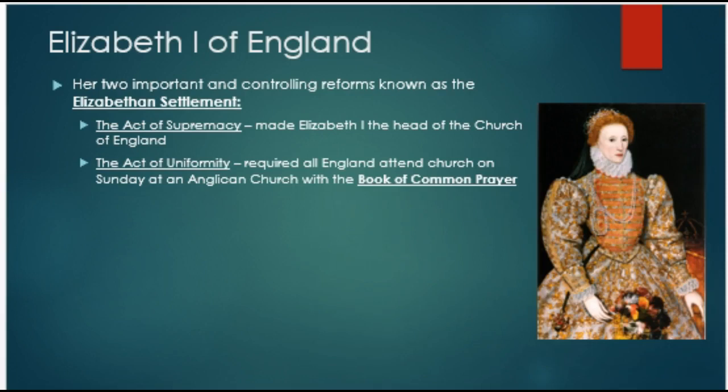Remember, Mary turned it back to the Pope in her efforts to re-Catholicize England. She also issued something called the Act of Uniformity. And on paper, all of England had to go to church. Everyone in England had to attend a church on Sunday at an Anglican church with the Book of Common Prayer. But you have to understand, at the time, this was considered a moderate approach to religion. How so? Well, let me explain.